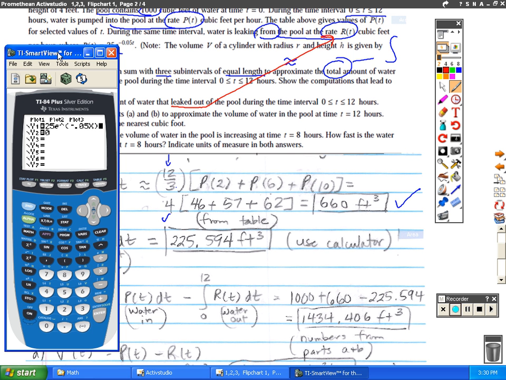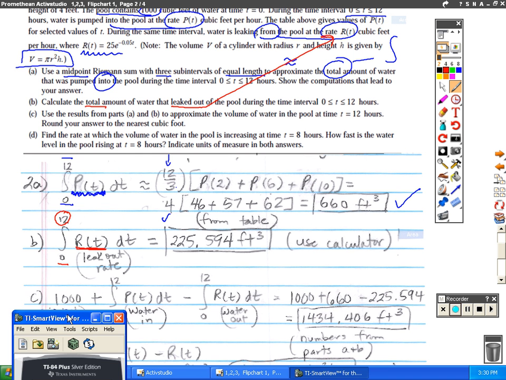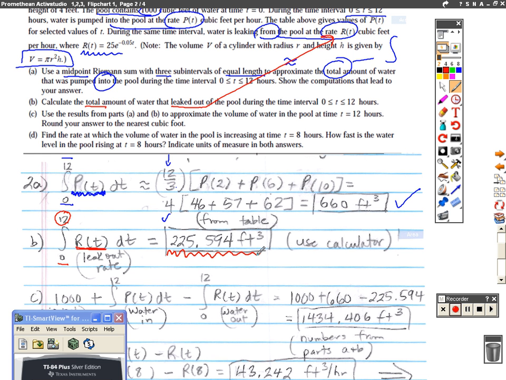So I'm going to use my calculator to integrate that, and what I find out is that 225.594 cubic feet of water leaked out of the pool during that time period. So 660 cubic feet went in, almost 226 cubic feet went out. Part C, they're telling you what to do.